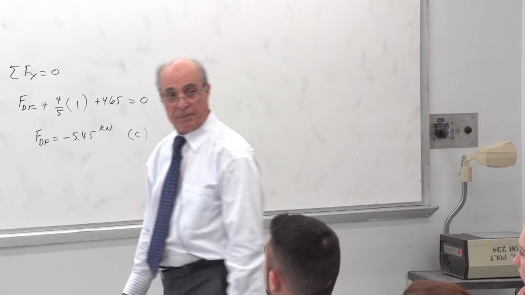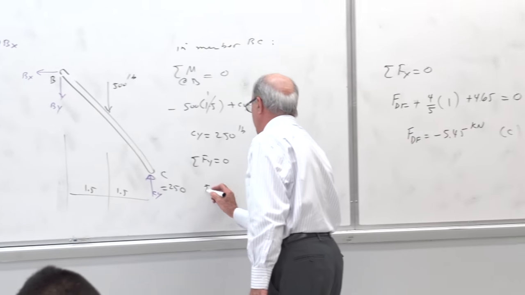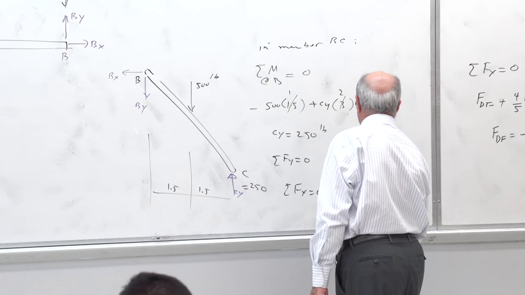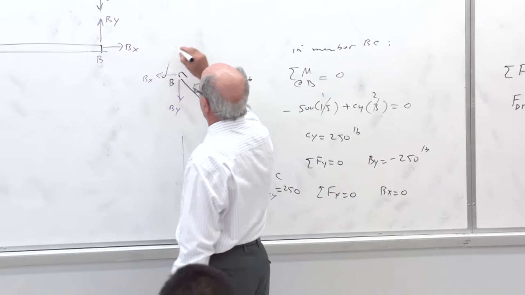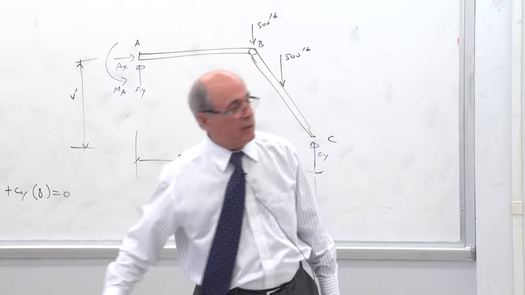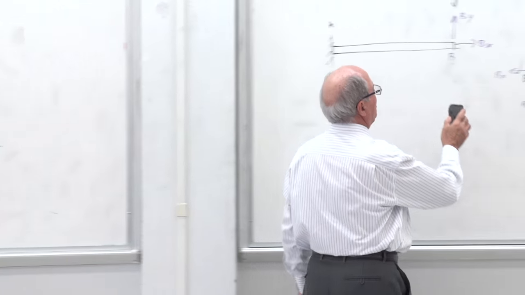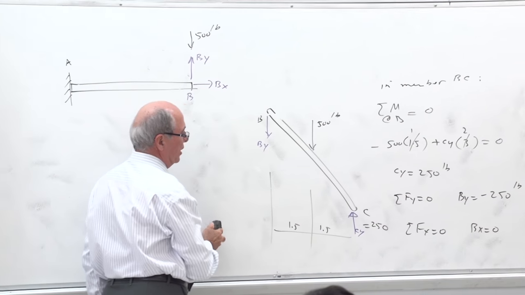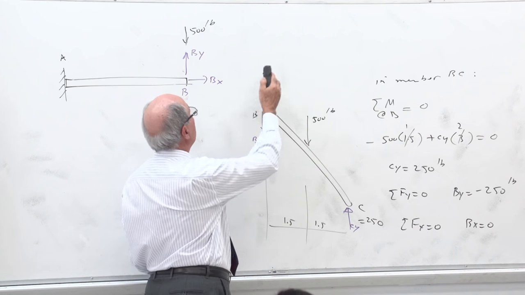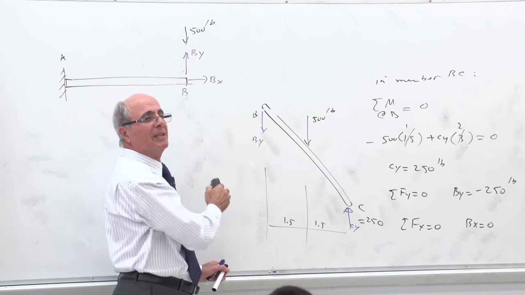Yes? Sigma FX equal to 0, BX equal to 0. So that one disappeared. So that one, I don't need to put it there. In this problem, it becomes like that. This one, this is the answer. So this one is gone, and this one becomes 250. This is 250 up. This must be 250 down.